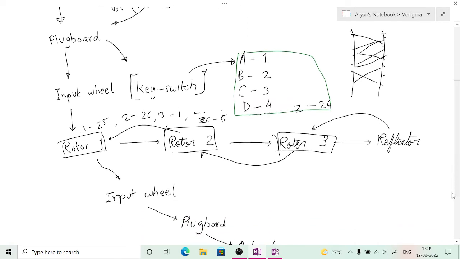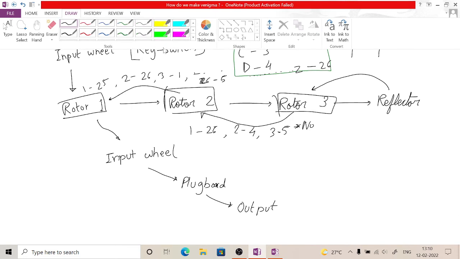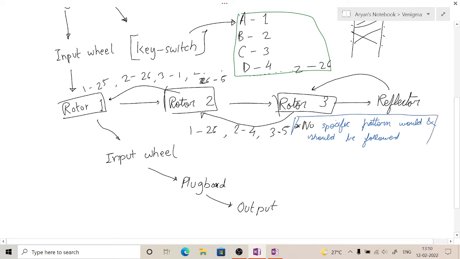To make it much more complex than Enigma, you cannot give a particular pattern, like 1 would be changed to this, that would be changed to this. You can do anything you like. For example, 1 would be changed to 26, 2 would be changed to 4, 3 would be changed to 5. As you can see, no specific pattern is followed here. Similarly, all those three rotors would follow no specific patterns. So note: no specific pattern would and should be followed. This is the main point here, which is worth noting.